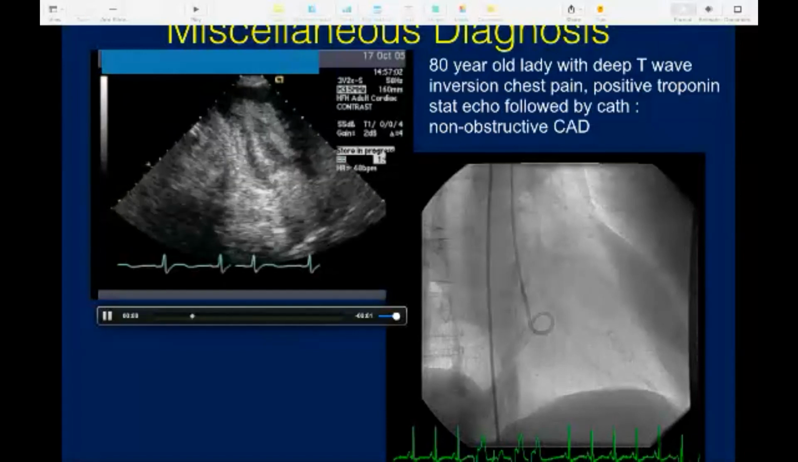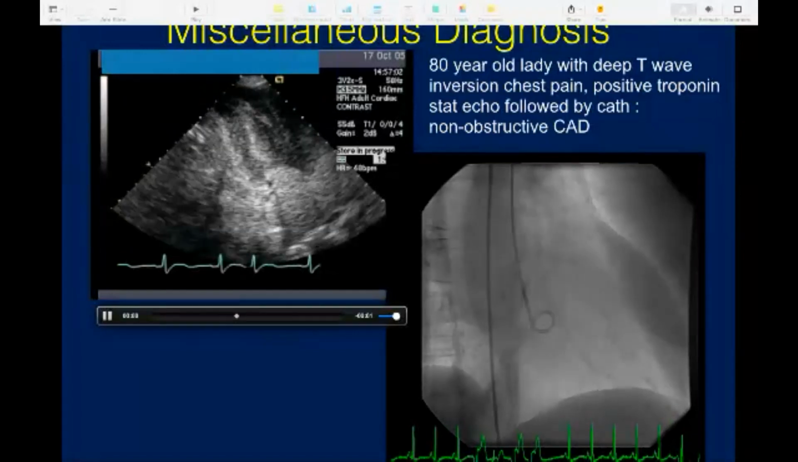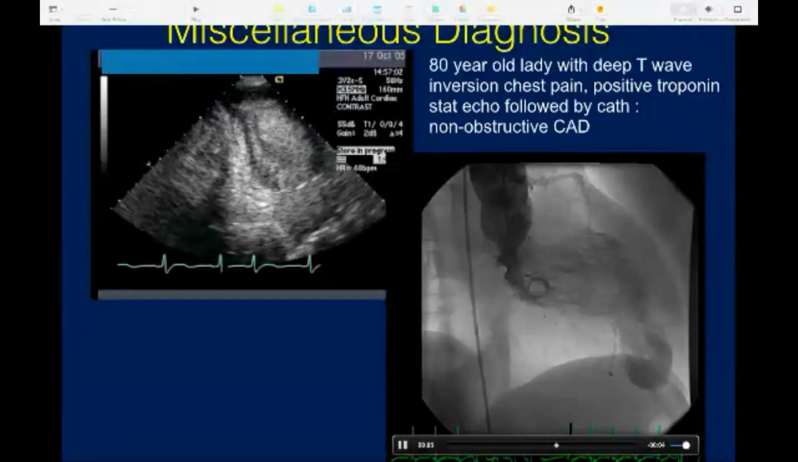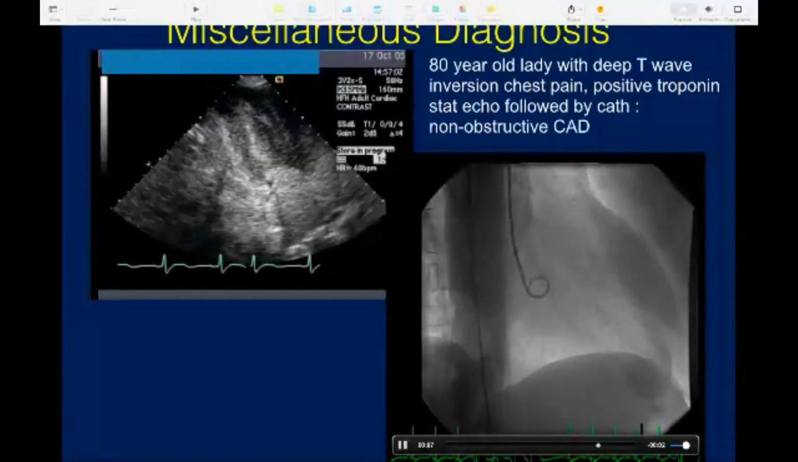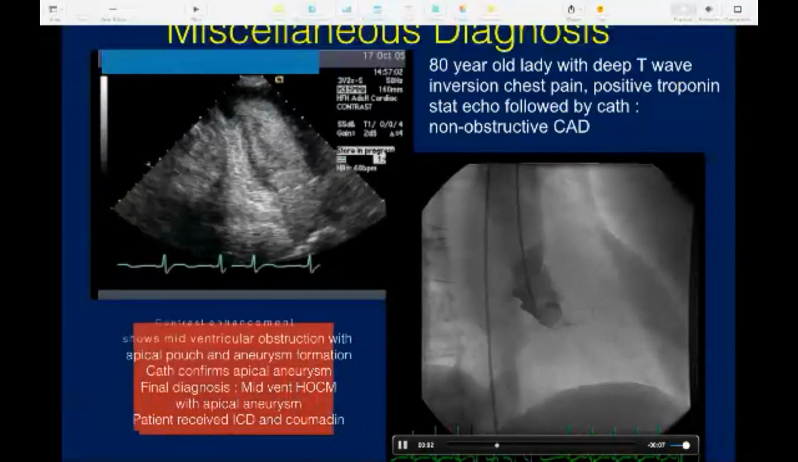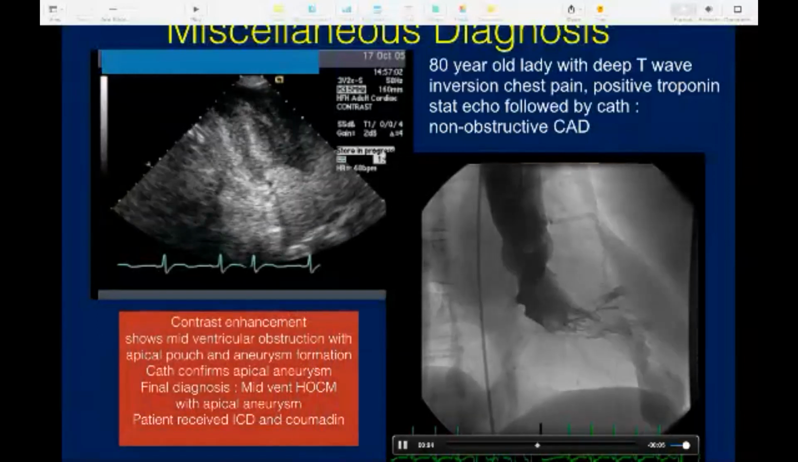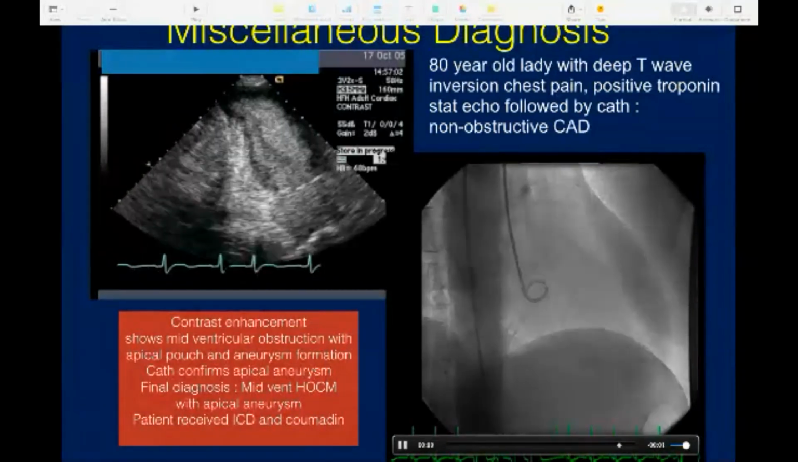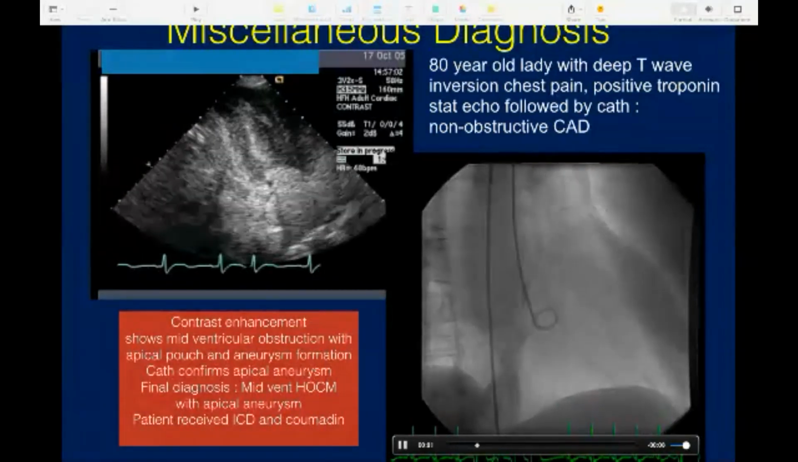So anyway, if you look at the cardiac cath, which is pretty dramatic, this patient had a huge aneurysm in that particular location. So the ultimate diagnosis in this case was actually mid-ventricular hypertrophic cardiomyopathy with an apical aneurysm. She also had coexistent systolic anterior motion and ultimately received an ICD.